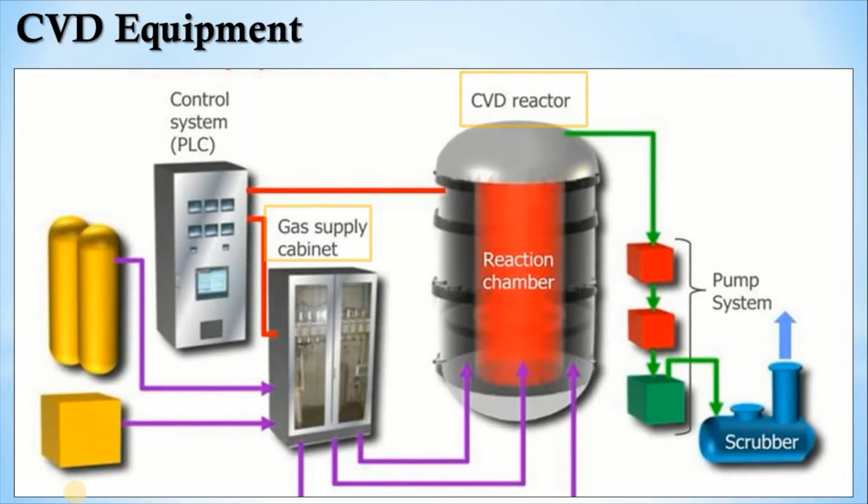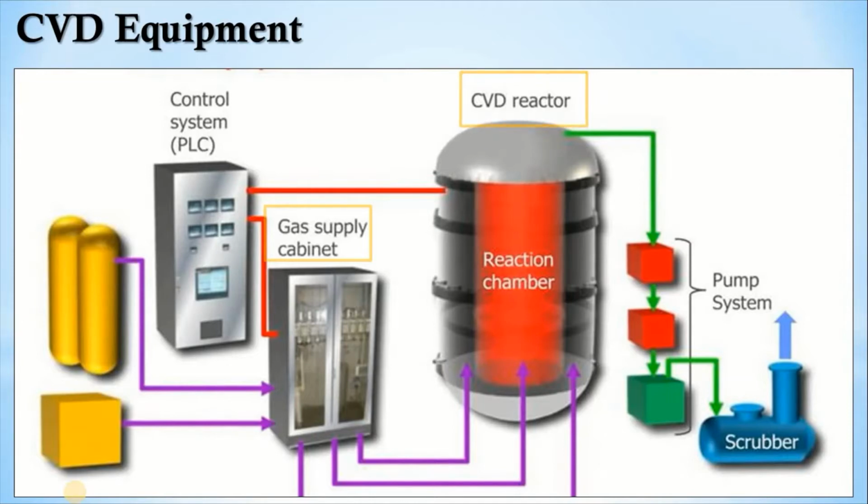There we are using two types of reactor. One is a hot walled reactor, or we can use a cold walled reactor. What is the hot walled reactor? In this, the substrate or wafer and the wall of the reactor are heated. That is, a homogeneous temperature is maintained inside the reaction chamber in a hot walled reactor. So what is the disadvantage? Here contamination will take place. That is the main disadvantage of the hot walled reactor.